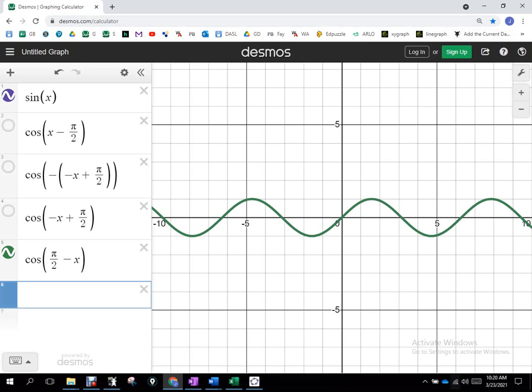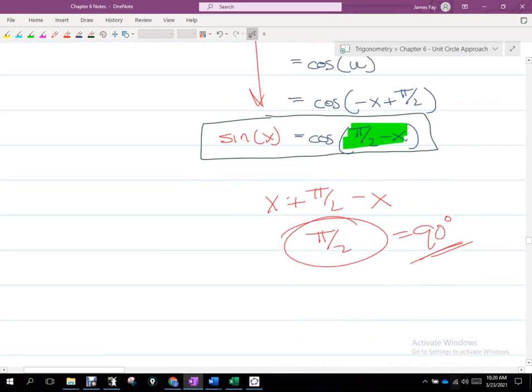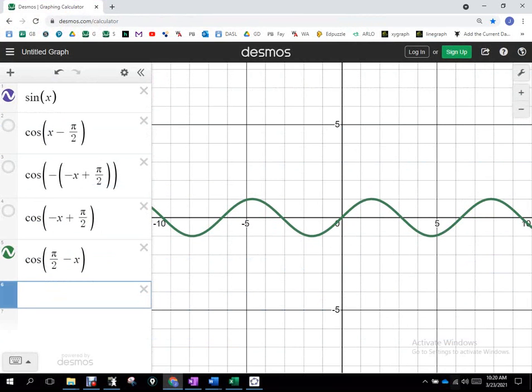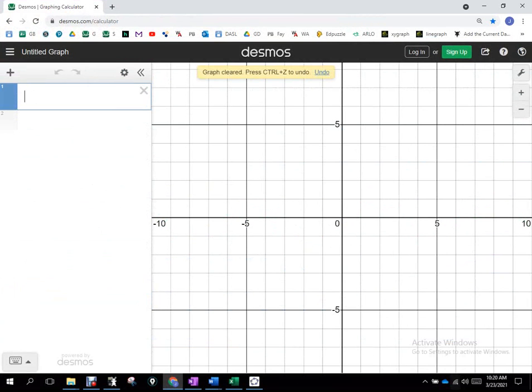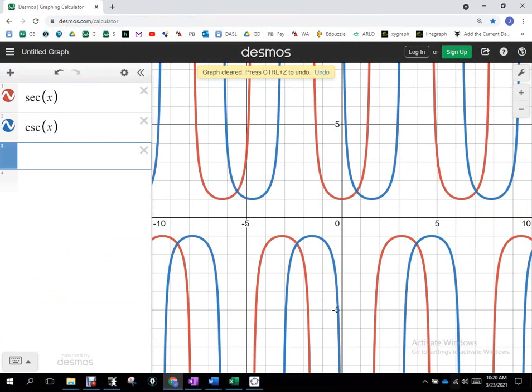Do the same thing with tangent and cotangent as well. Usually, for us to be able to use these properties the best way and to see that relationship, they're usually going to start you off with, let's say, if we take the secant function, let's just graph this real quick. We'll graph secant of x and cosecant of x.